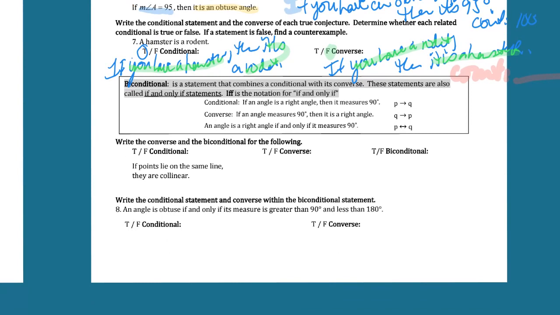So if both ways are true, well, then we have a biconditional statement we can write. So what does that mean? Both ways. Well, the conditional is the first way. So if points are on the same line, then they're collinear. So the hypothesis would be points are on the same line, and as a result, that means they are collinear. And that's true. If you do the converse, that means you say if points are collinear, then they lie on the same line.